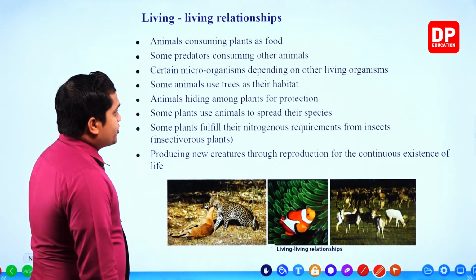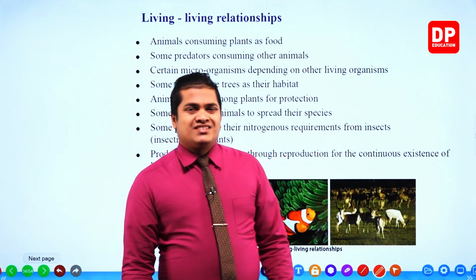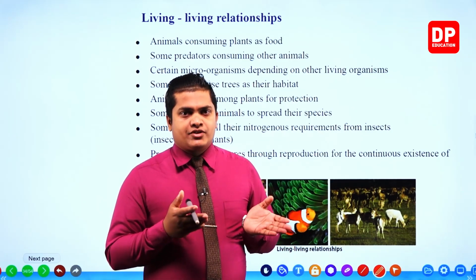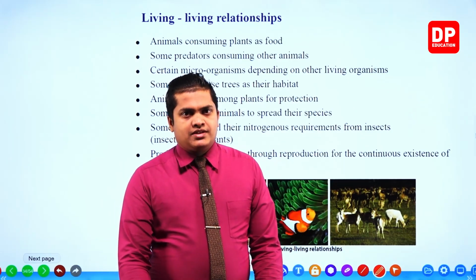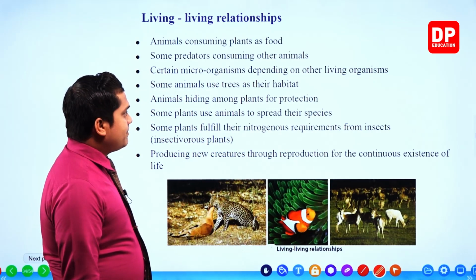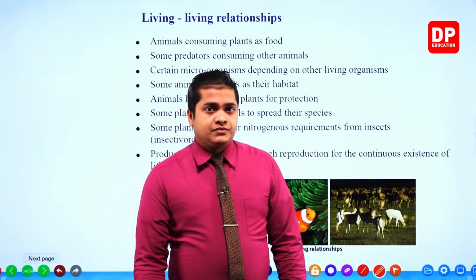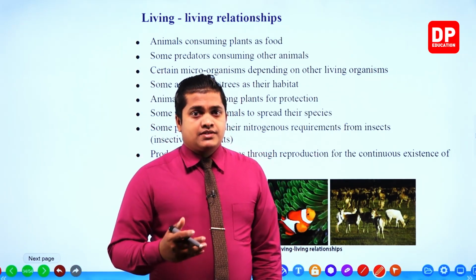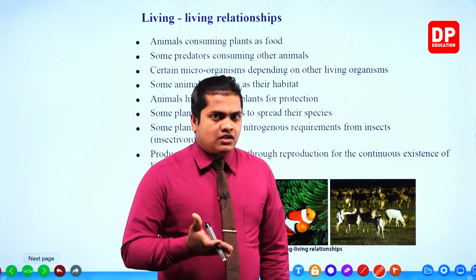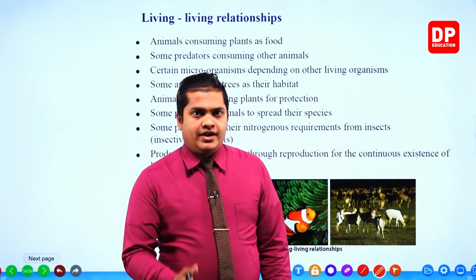Some animals use trees as their habitat. I discussed this earlier, right? Some animals like parrots and other birds use trees as their habitats. So it is a living relationship. Next one, animals hiding among plants for protection. This is also a good example. Some animals like squirrels hide among plants for their protection, especially to protect themselves from their predators.